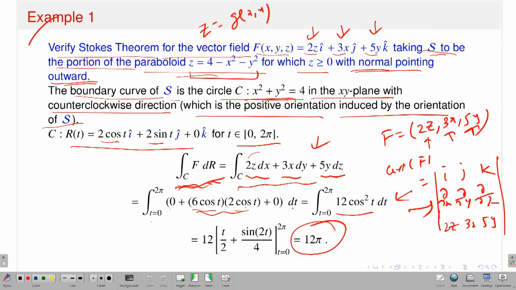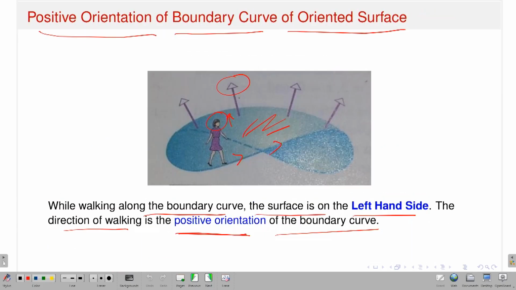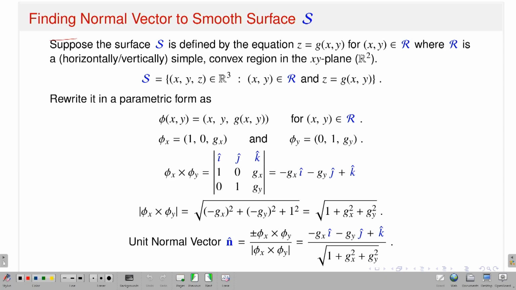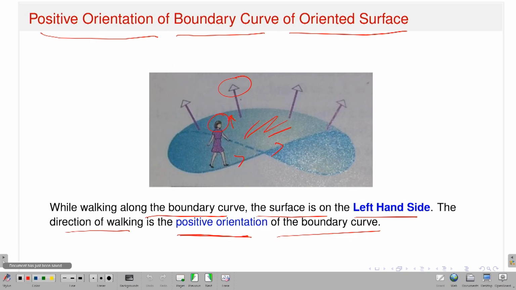Okay, let me go back. Let me see. I think I have done it. Yes, you see, finding the normal vector of smooth surfaces which have explicit representation. What is the formula? This one: minus gx i cap minus gy j cap plus k cap, right? So minus gx, minus gy, i cap j cap k cap, divided by the square root of 1 plus gx square plus gy square. So minus gx, minus gy, calculate it.